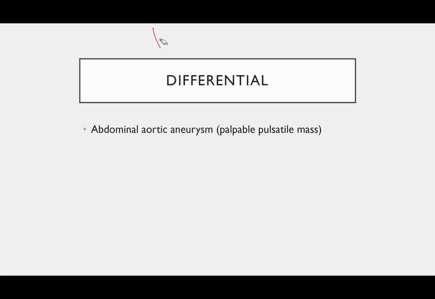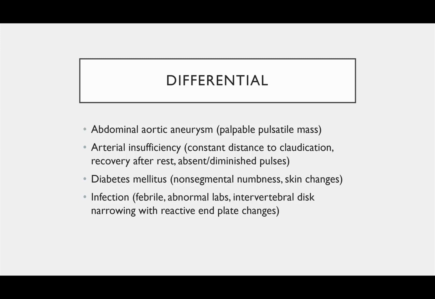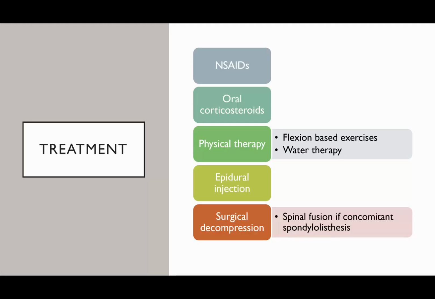Differential. So some things you might not think of. AAA, abdominal aortic aneurysm, right? And in this case, maybe a palpable pulsatile mass may help distinguish it. Arterial insufficiency. We talked about there are some ways to distinguish that. Diabetes can also cause numbness and sometimes neuropathic pain, as well as spinal infection, which can be a little bit difficult to diagnose sometimes and present like this.